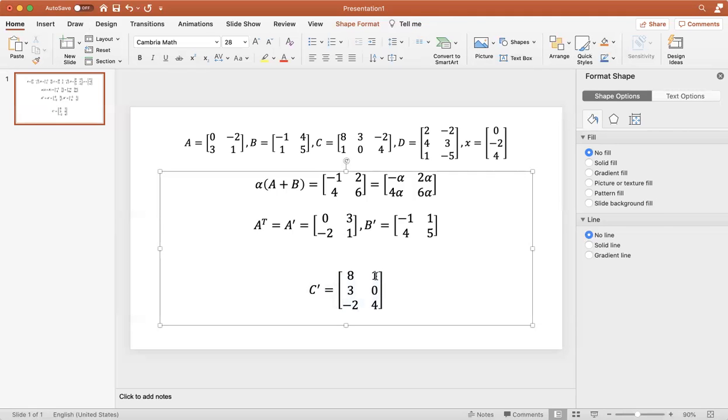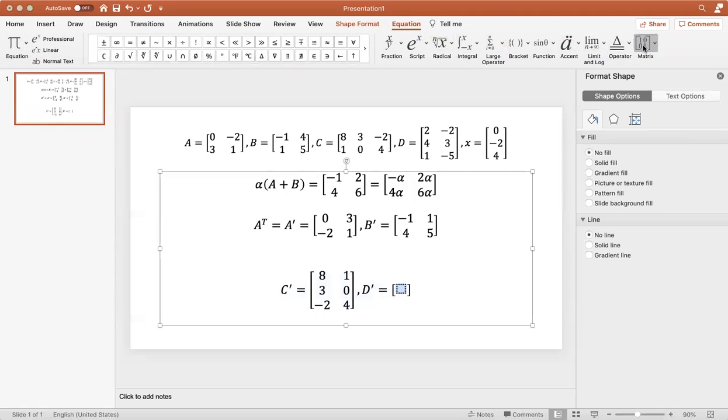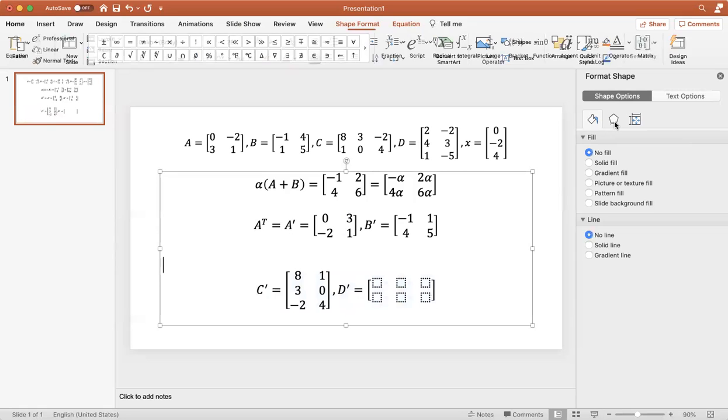Now for D, since D is a 3 by 2 matrix, the transpose of D should be a 2 by 3 matrix, something similar to matrix C. So the dimension here would be 2 rows by 3 columns. So you'll just have to rotate this.